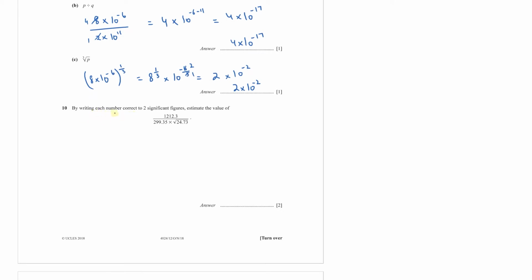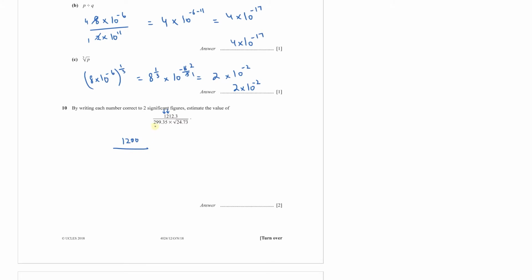Question 10 is: by writing each number correct to two significant figures, estimate the value of this. So if I write this in two significant figures, this is the first non-zero value. So this 1 is my first significant figure and this 2 is my second. After that, I have a value which is less than 5, 1 here. So I will round it down to 1200.